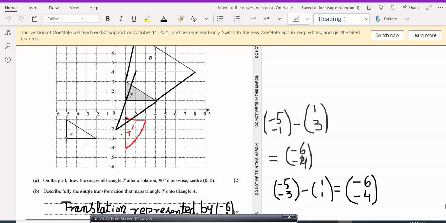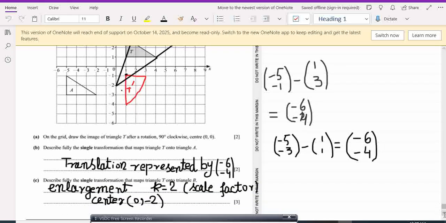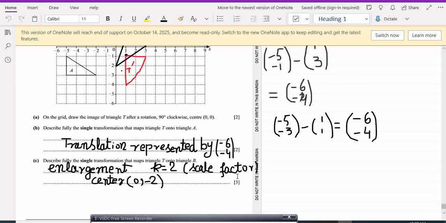This point is the image of this point. So subtract object from image. Minus 5 minus 3 minus 1 1 will give you again minus 6 minus 4. It is a translation vector. So this means this T has been translated to A by a vector of minus 6 minus 4. The transformation is a translation represented by a column vector of minus 6 minus 4. That's it.